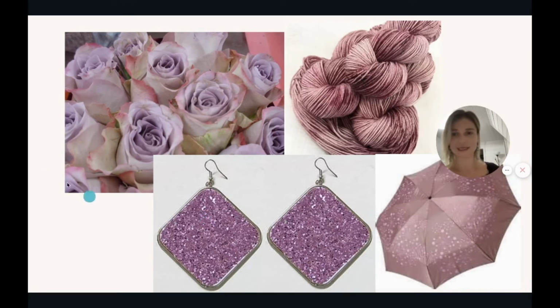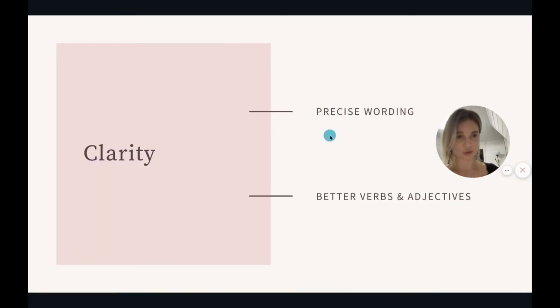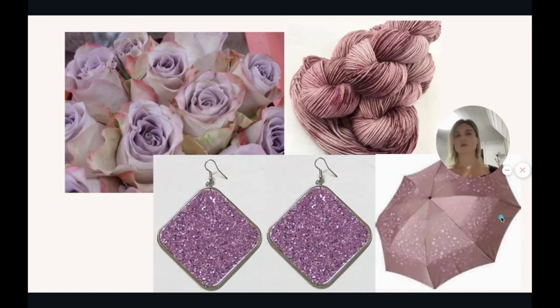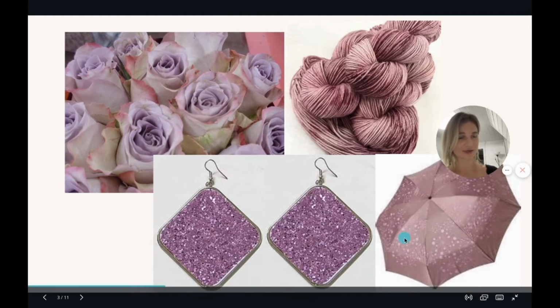For example, now we're talking about precise wording. What color is this? Sometimes people try to describe a color and they go like, oh, it is pink. It is something between purple and pink. It is light purple. It is violet. And it's really hard for people to get what color you mean. What is the color of the umbrella?